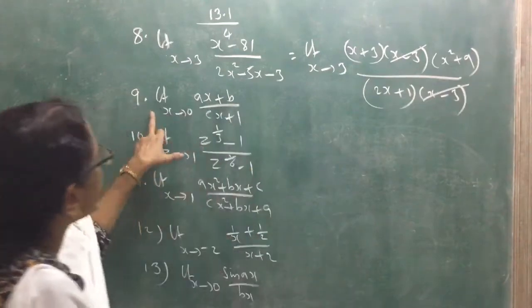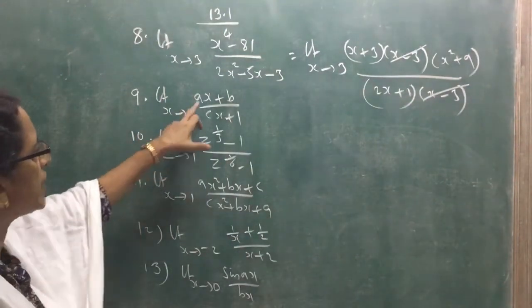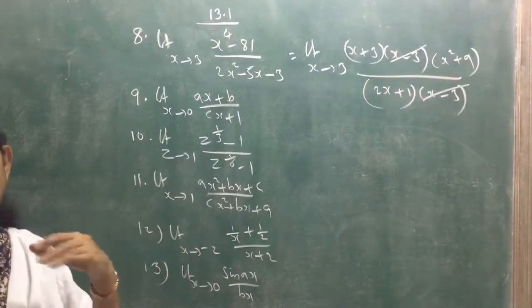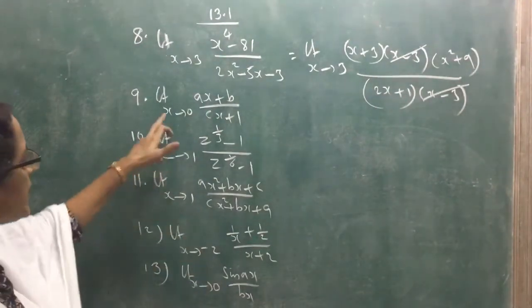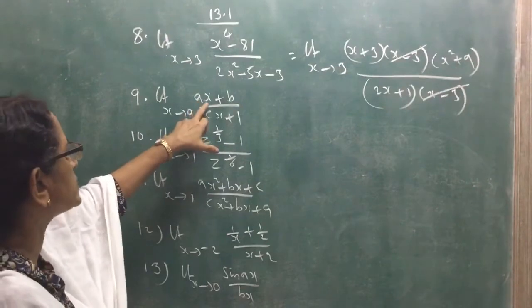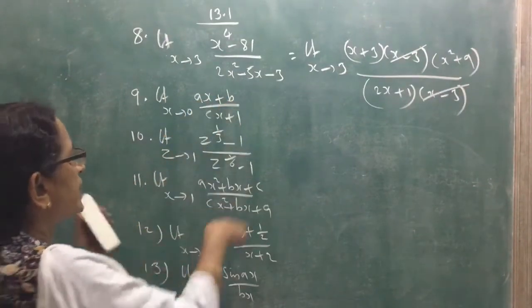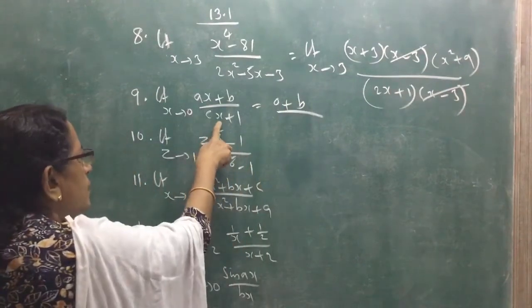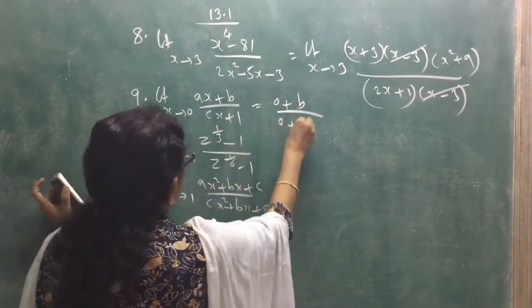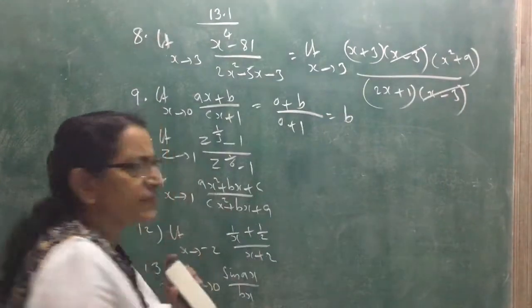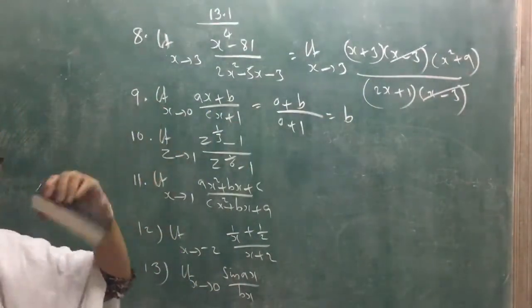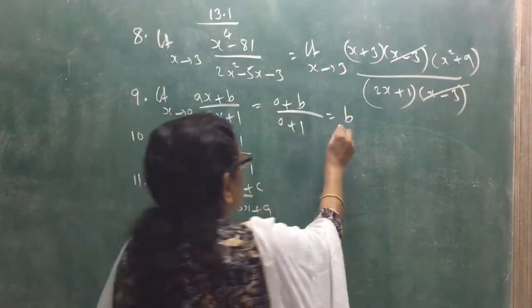Then second, ninth one: limit x tends to 0, (ax plus b) by (cx plus 1). So first we can see what we get when we substitute. So put x equal to 0, we get a into 0, 0 plus b, divided by c into 0, 0 plus 1. So that is equal to b. So it is a finite number. Therefore, that is the limit of the function. So first substitute. So we got b. So that is the limit.